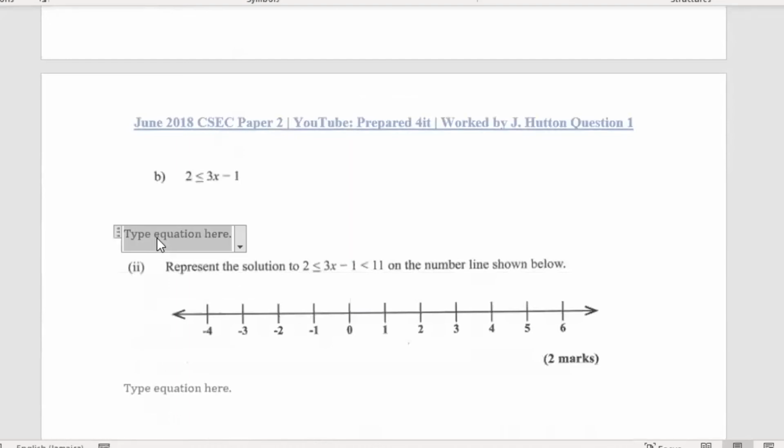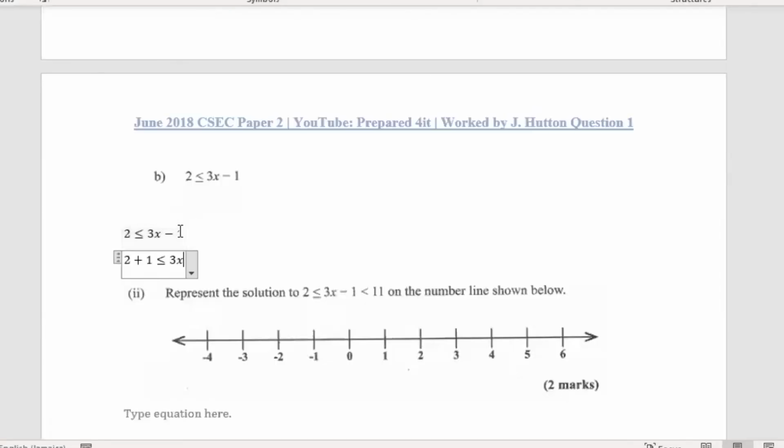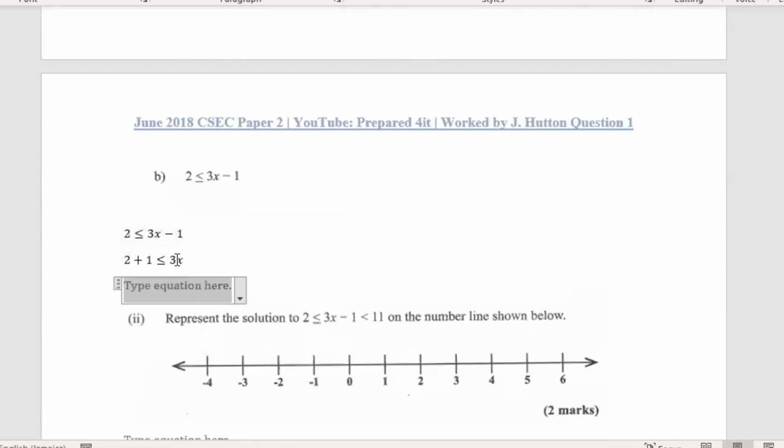B now is 2 is less than or equal to 3x minus 1. So what we have is 2 plus 1 is less than or equal to 3x. We're adding 1 to both sides of the equation. So the negative 1 plus 1 cancels out here, and you have 2 plus 1. So 2 plus 1 is 3, is less than or equal to 3x.